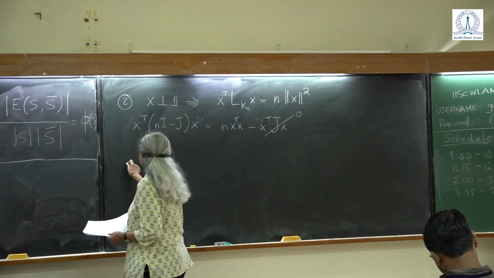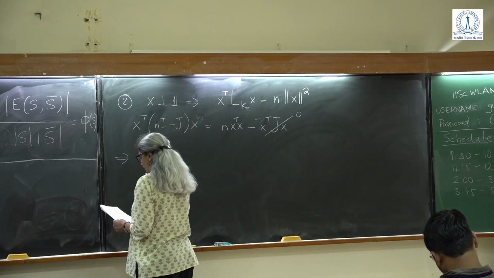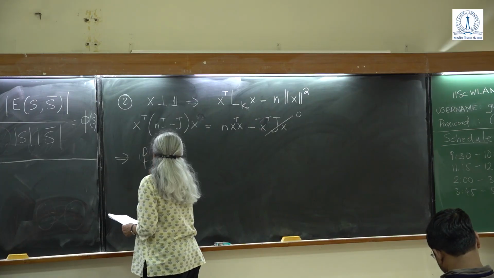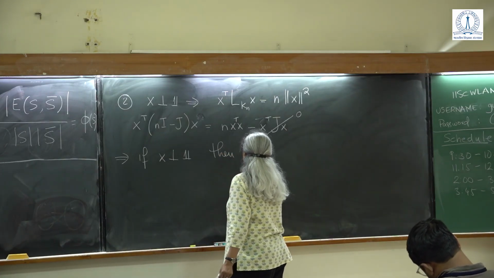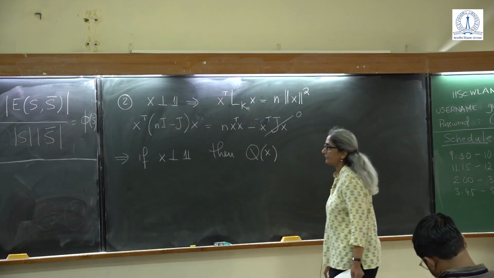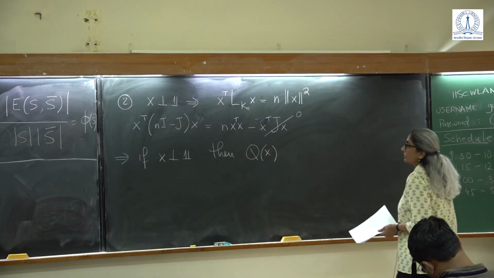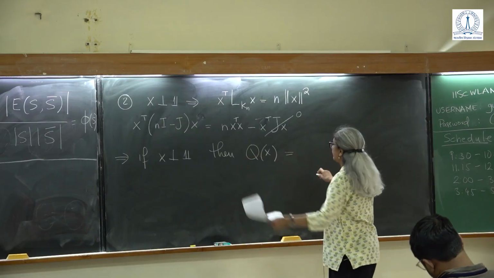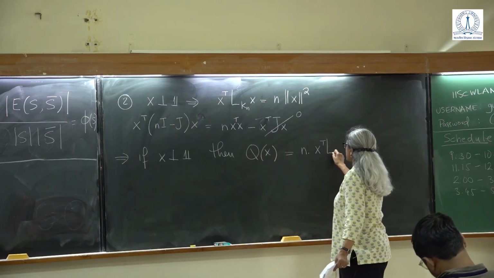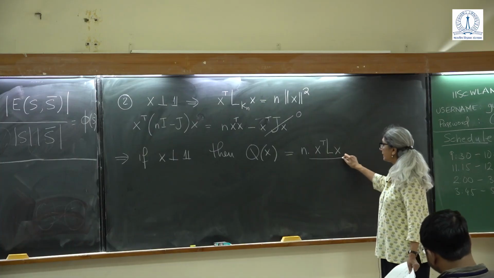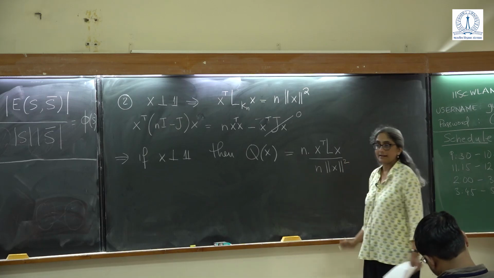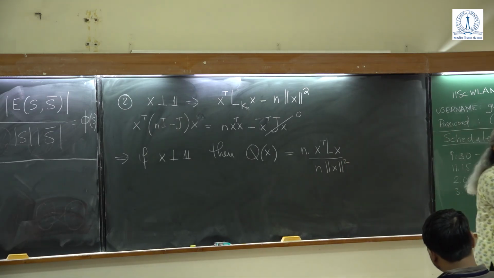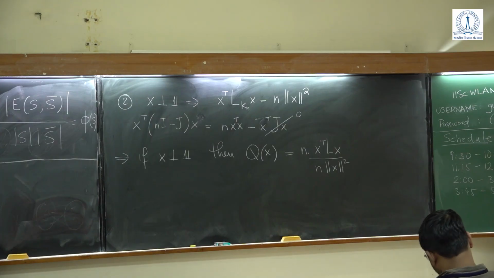Okay, so let's use this to check what happens. So if x is orthogonal to 1, then let's assemble all of qx together. Okay, so I want to look at all of qx. So all of qx from that definition up there is n times x transpose Lx, right? Divided by this n times norm of x squared. Everybody okay? Because we just calculated that the denominator is n times norm of x squared. Yeah? n and n cancel. What do we have?